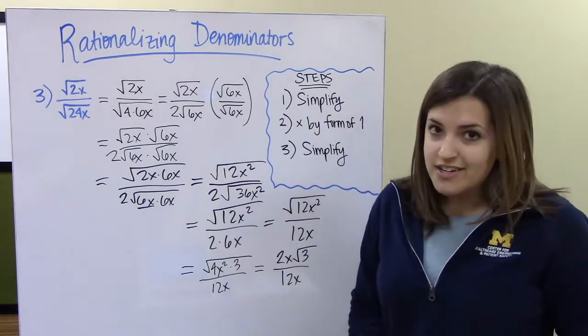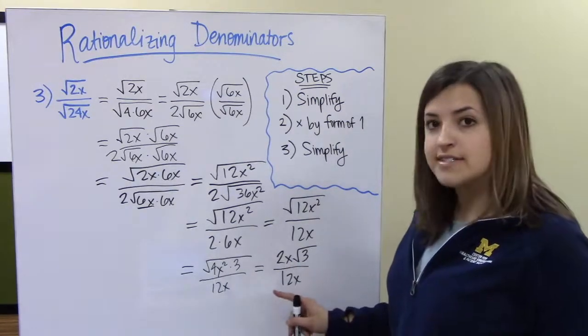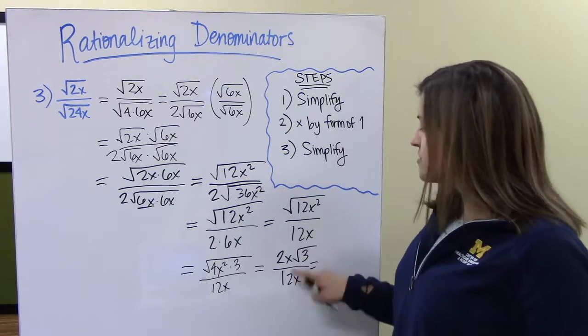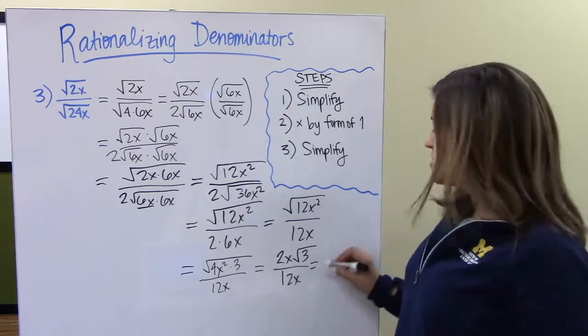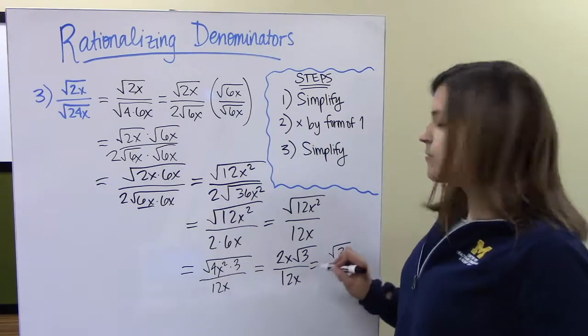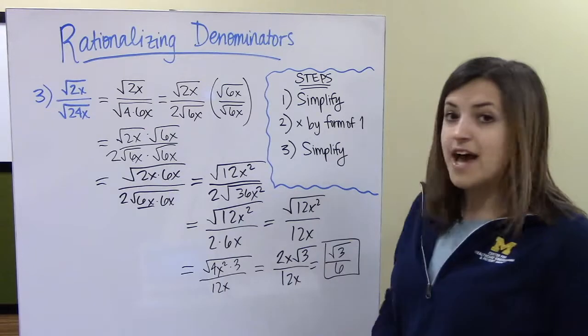And we're almost done, but we can actually reduce this a little further. We have 2x over 12x. So in the end, our x's are going to cancel. Our 2 over 12 is going to simplify into 1 over 6. So we're going to get square root of 3, or 1 times square root of 3, over 6. That is our final answer.